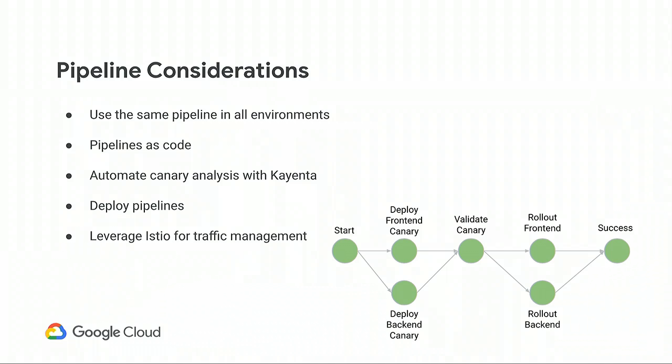Try to leverage a tool like Istio, so that way you can really understand where your traffic is heading and how much traffic is hitting your canary versus your running deployment. And then use the same pipeline across all of your environments. So whatever you do for production deployments should be the same kind of process as for staging, QA, whatever pre-production environment you might have.